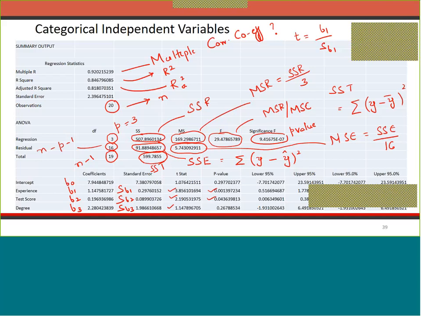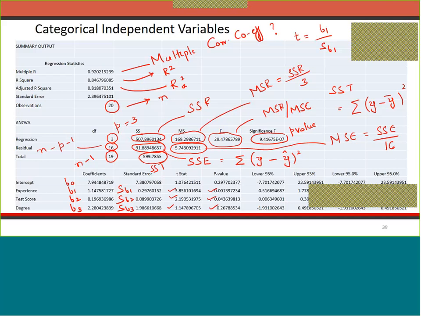These three are P values. If you take the first value, it is coming out to be 0. If you use a 5% level of significance, you say reject H0, which means that there is a relation between experience and salary.